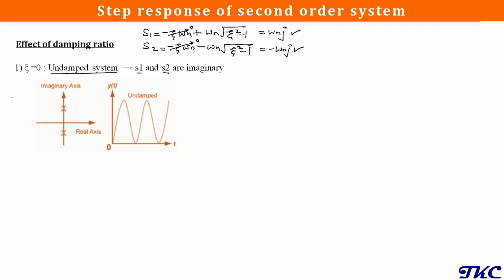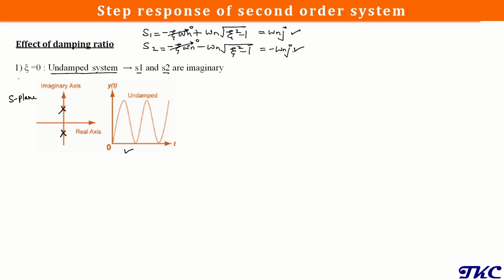These values we can plot on the S plane, that is a complex plane which is normally used to plot the Laplace transform. So here, since S1 and S2 are imaginary in nature, we will have both values on the imaginary axis, and since one is positive, it will be above here, and the other one is negative, so it will be plotted below here on the imaginary axis. And the response of this kind of a system we can see here in this graph. So with respect to time, we can see how the output is oscillating.